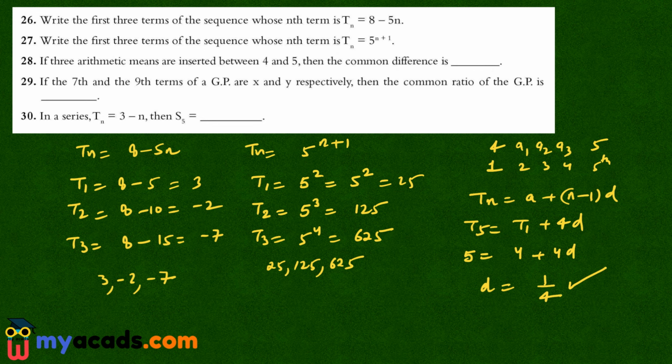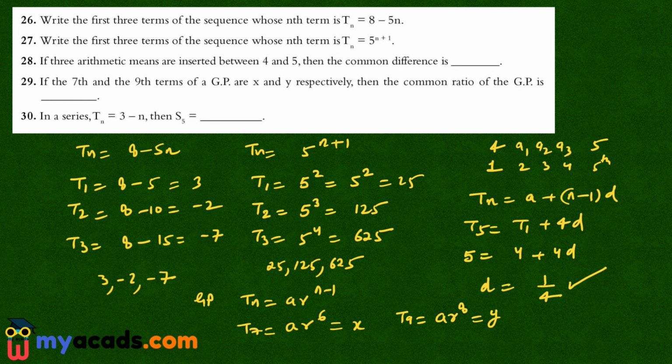Let's see question number 29. My question number 29 is, if the 7th and the 9th terms of the GP are x and y respectively, then the common ratio of the GP is dash. Now I know that in a GP, the nth term is a into r raised to the power n minus 1, where a is the first term and r is the common ratio. Now T7 is a into r raised to the power 6, which is x, and T9, that is a into r raised to the power 8, is y.